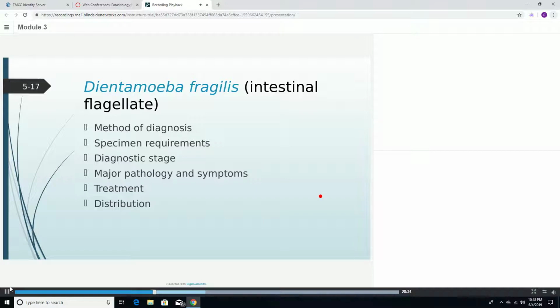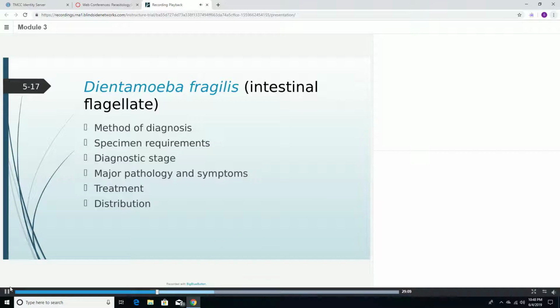Major pathology: diseases are usually asymptomatic but may be associated with diarrhea, anorexia, and abdominal pain. Distribution is worldwide. There's a fairly high association between Enterobius vermicularis and Dientamoeba fragilis infections. There's no cyst stage, again. I mentioned that again. Most organisms, generally 60 to 80%, have two nuclei, and only 20 to 40% will have one nucleus present.